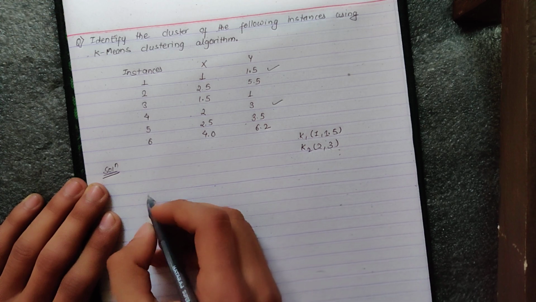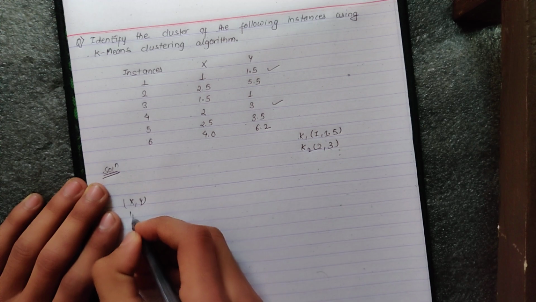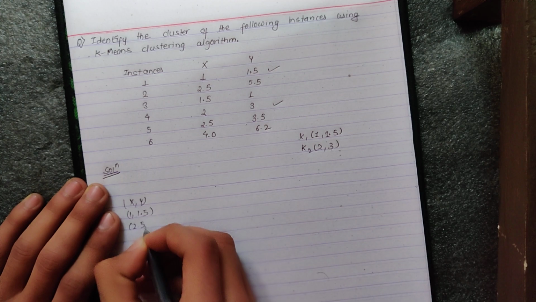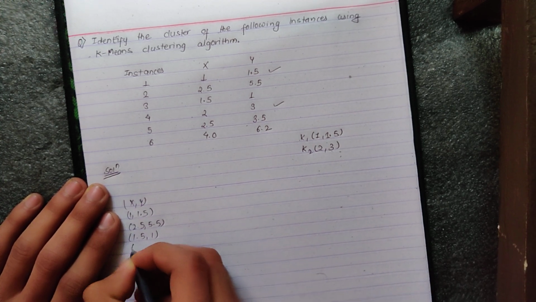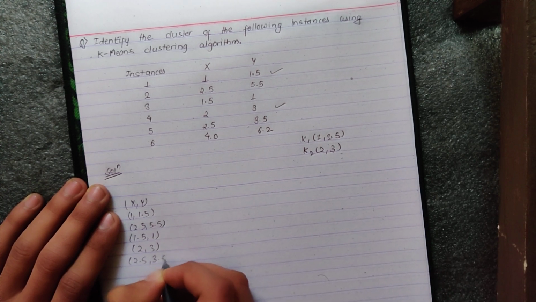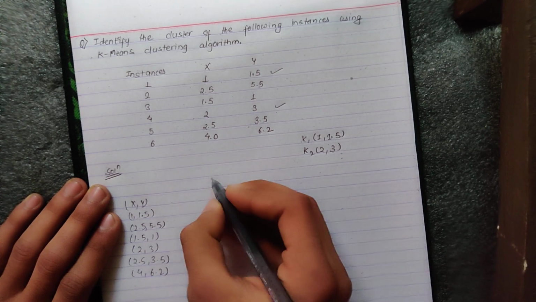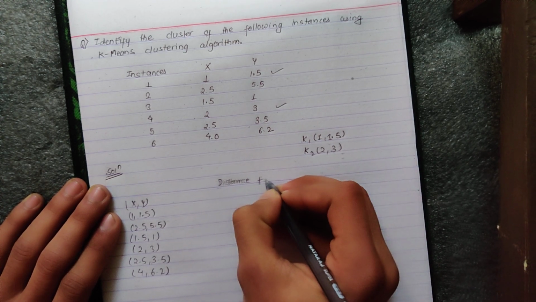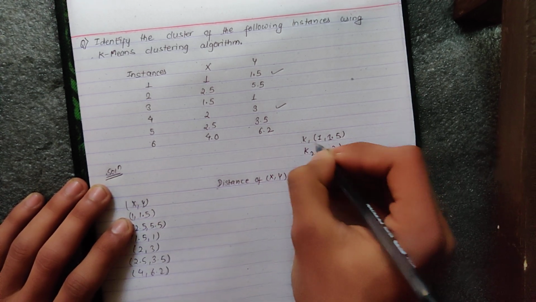So let's write here x and y and write all these points: 1 comma 1.5, 2.5 comma 5.5, 1.5 comma 1, 2 comma 3, 2.5 comma 3.5, 4 comma 6.2. Okay, now we have to find the distance of these x and y points to these two clusters.